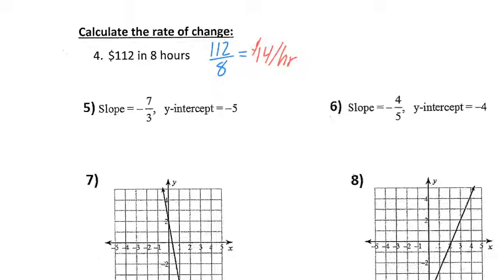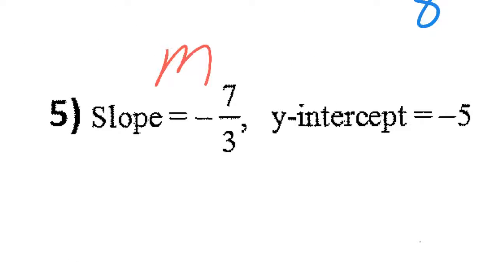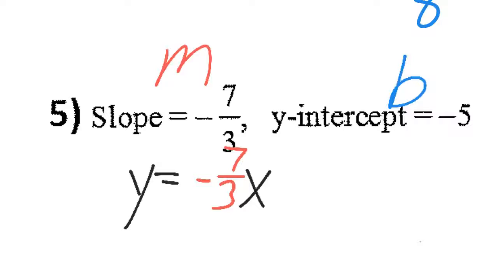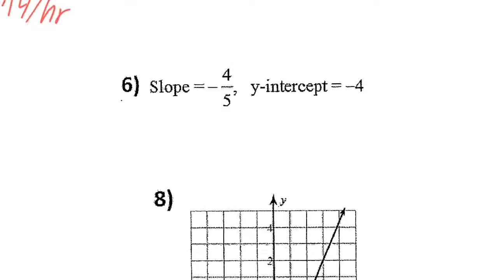Now for number 5 and number 6, you guys ought to be nice and familiar with these. This is our slope. This is our b. So I have y equals m, so negative 7/3, x plus our b, which is negative 5. I could do plus negative 5 or just minus 5. I prefer minus 5 if you're comfortable with it.